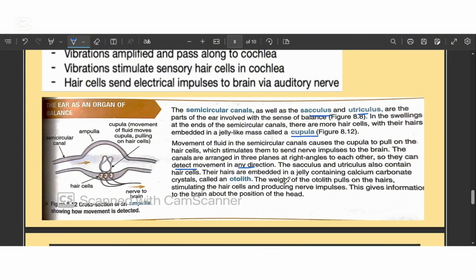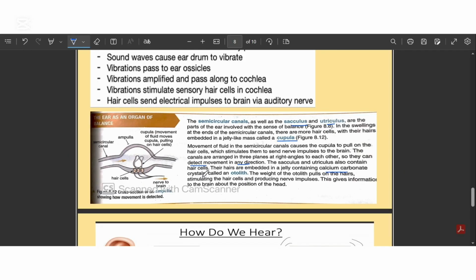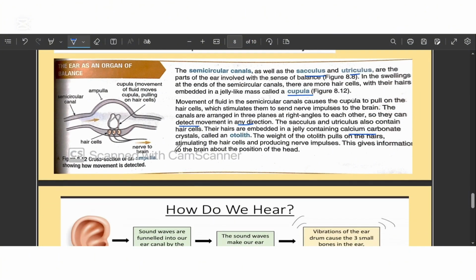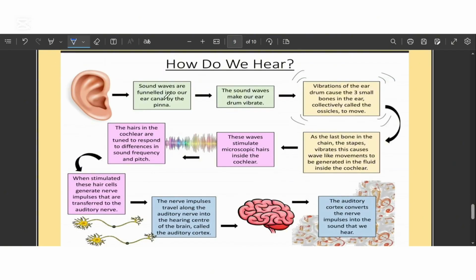Also, the sacculus and utriculus contain hair cells embedded in a jelly containing calcium carbonate salts, which is known as otolith. The weight of the otolith pulls the hair cells, producing nerve impulses. These give information to the brain about the position of the head, and this is a very important factor. So basically, through the movement of the hair cells due to the pull of the fluid by the cupula, the brain can detect, since nerve impulses are being generated, which way our head is moving, and hence we can balance.